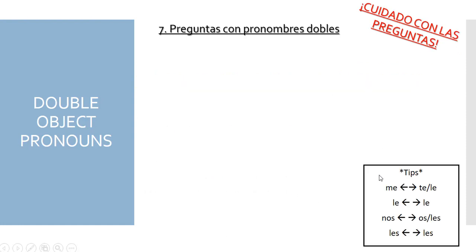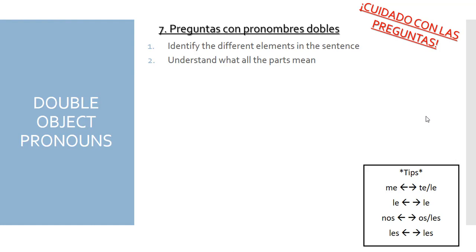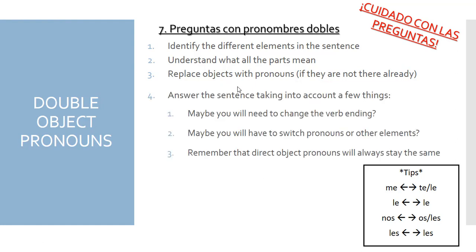Okay. These are the tips. And this is the same little table that I had on the other video. So identify the elements always, understand what everything means. And I know it will take time for you to actually use it in speaking. This is just theory. Replace the object with the pronouns, what we did, and then take into account a few things. Maybe you need to change the ending.